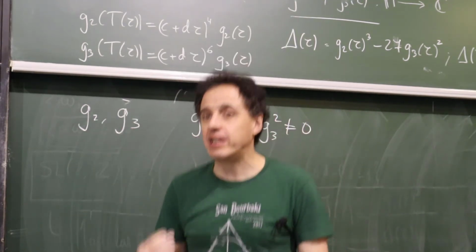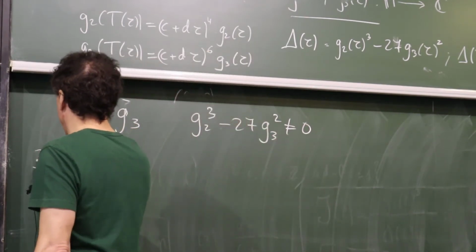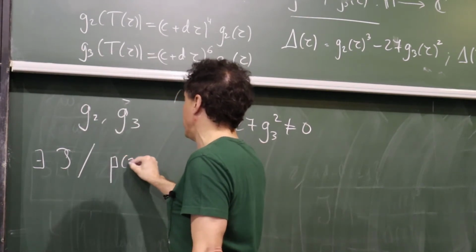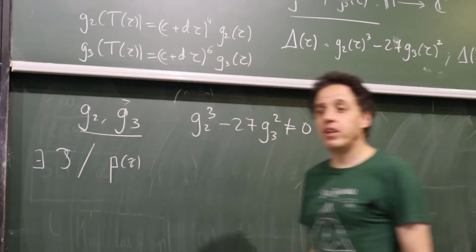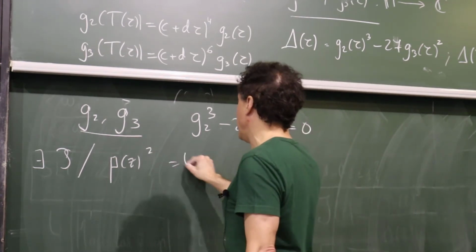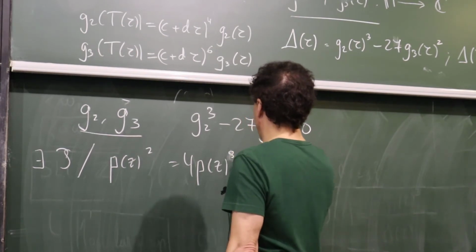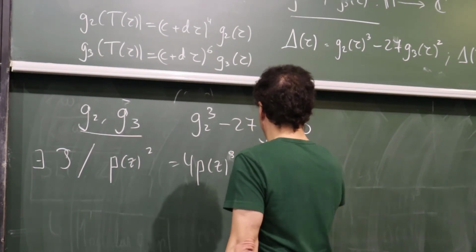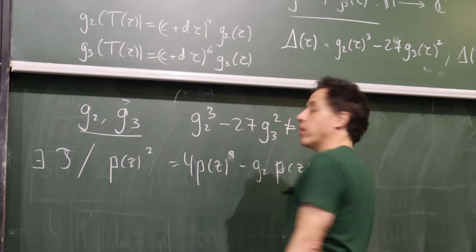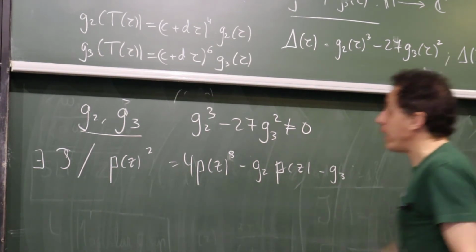So does there exist a lattice? Does there exist a lattice such that the elliptic function associated to this lattice has these two numbers? So the differential equation associated is going to be this one. Okay, does there exist? The answer is yes. Why?